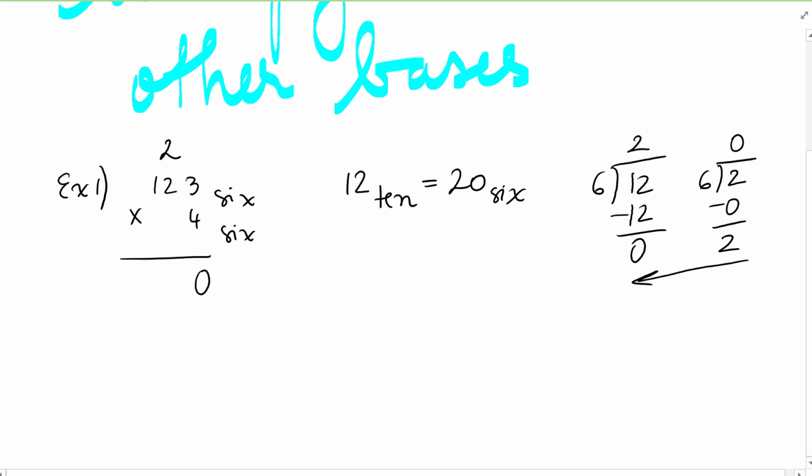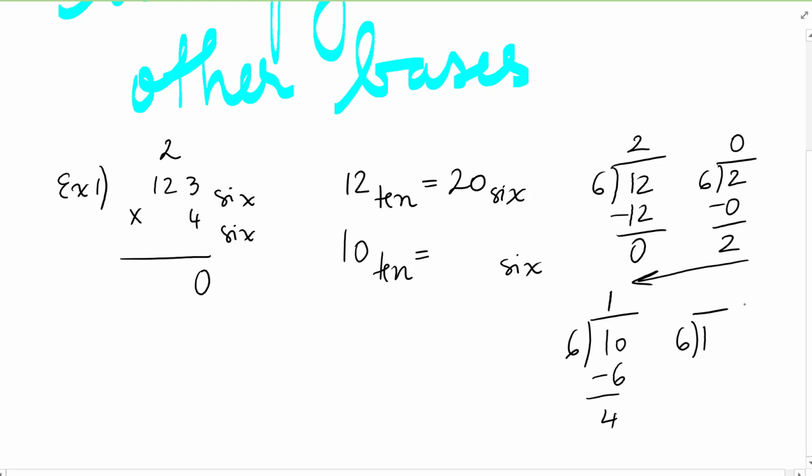4 times 2, it's 8, plus 2, it's 10. So 10 in base 10 is what in base 6? So we go 10 divided by 6. 6 into 10 goes 1 time. 1 times 6, it's 6. Subtract, we get 4. 1 divided by 6 is 0. 0 times 6 is 0. Subtract, 1. When we record the remainders, we get 1, 4.